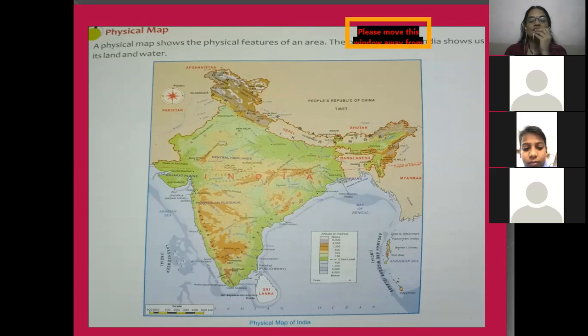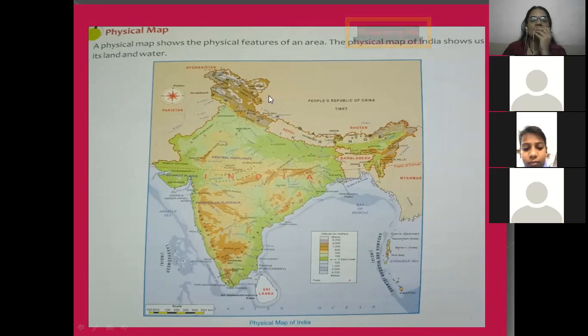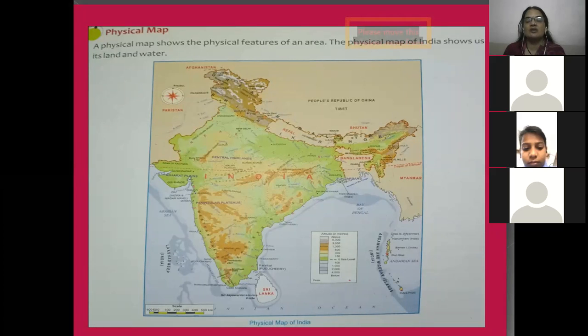So on the map you can see, yes, this whole northern part of India is completely covered. You can see, students, the arrow is at the mountainous region. So the Himalayan mountain region. Here, students, this is the mountainous region, the Himalayan mountain region. Himalayas are found in this map.